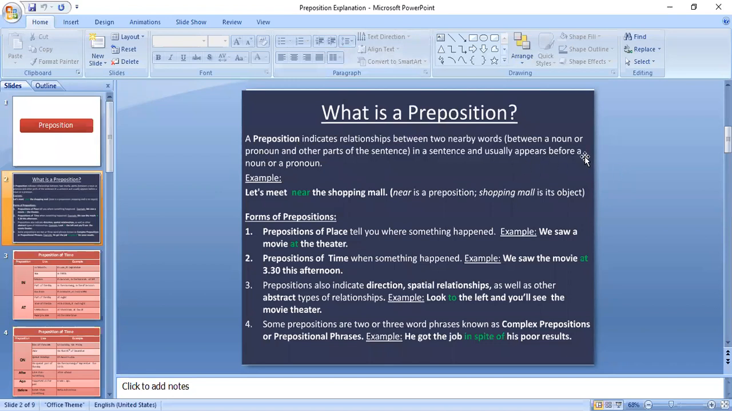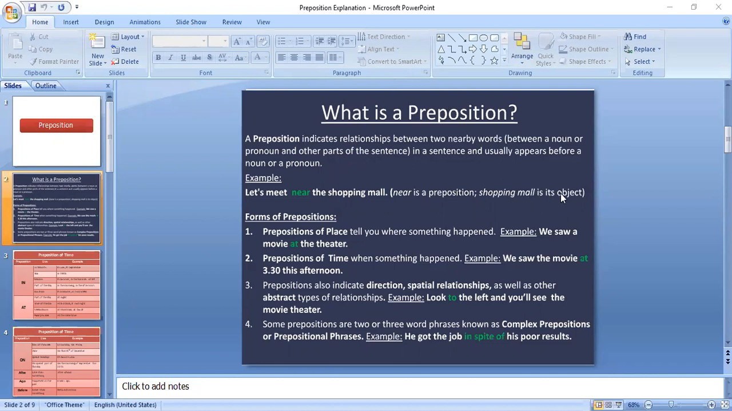Usually appears before a noun or pronoun. ज़्यादातर क्या हम देखते हैं कि preposition जो है it appears before a noun or a pronoun. For example, let's meet near the shopping mall. What is the preposition here? Near. Near is the preposition.